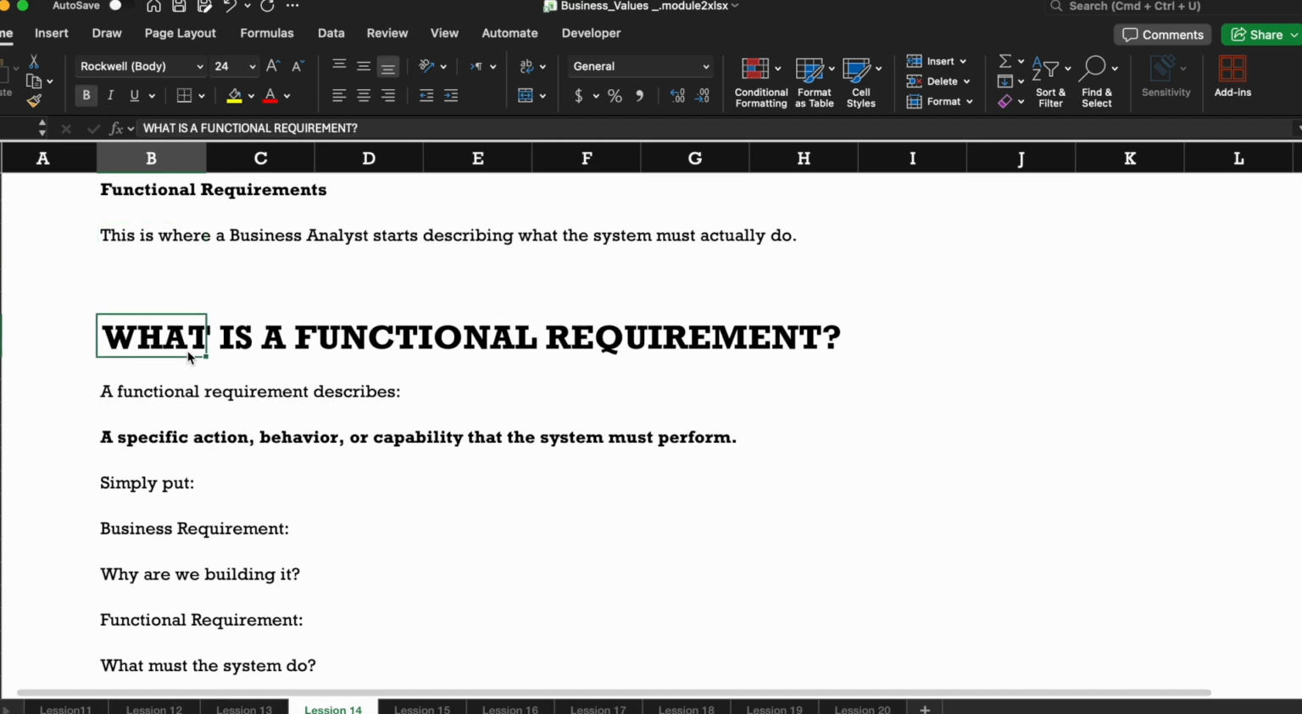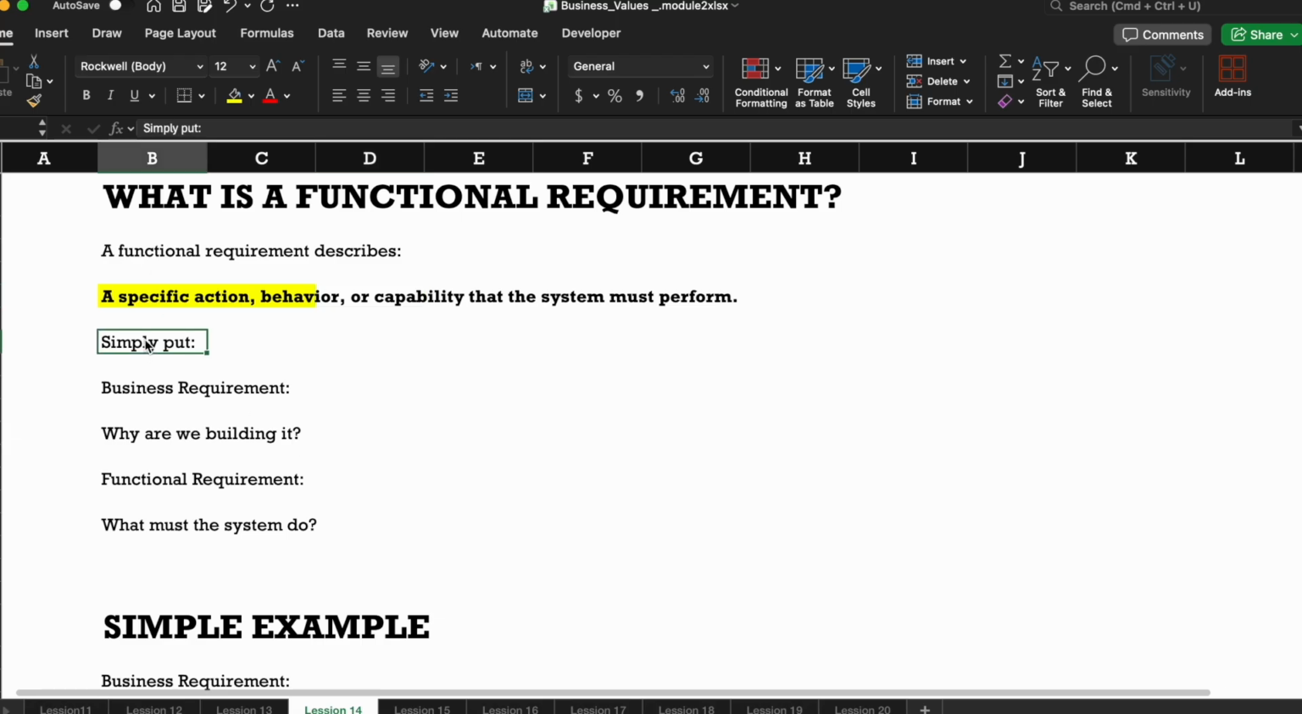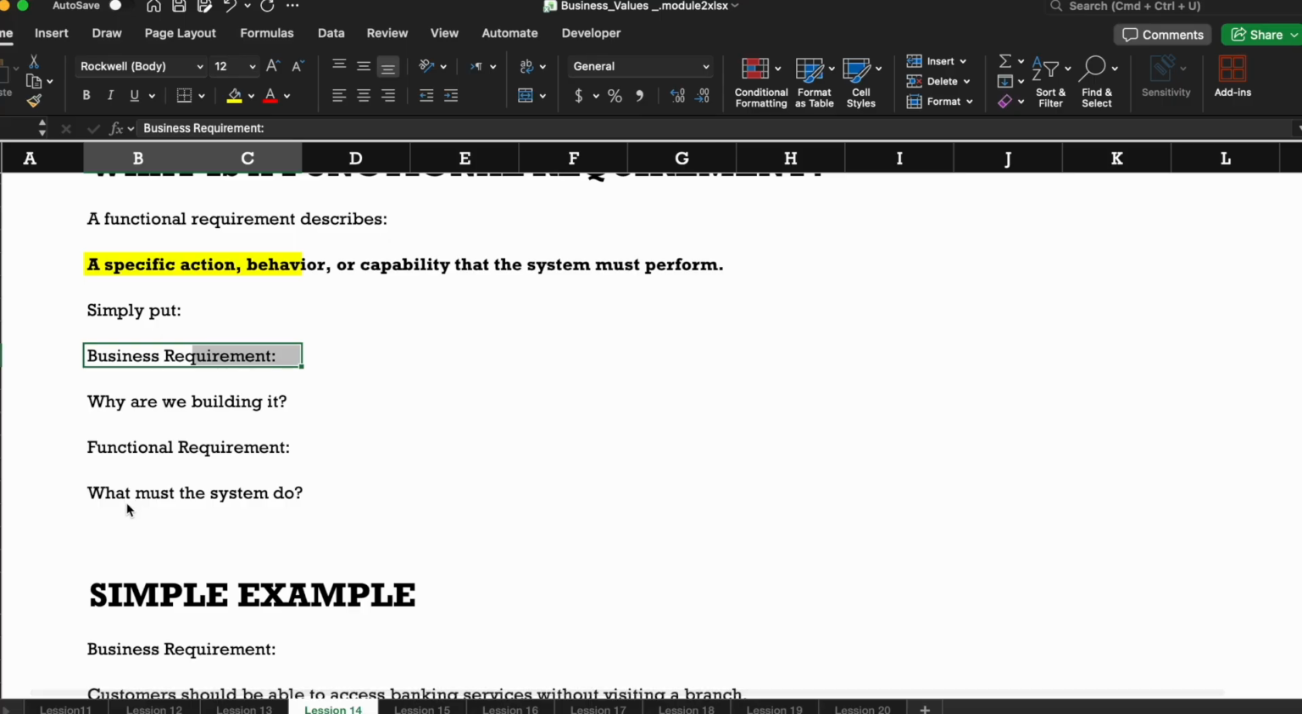So what is a functional requirement? A functional requirement describes a specific action, behavior or capability that the system must perform. So this is very important: what a feature should do is the functional requirement. Simply put, business requirement: why we are building it. Functional requirement: what must the system do? So here let me highlight, business requirement: why we are building, what's the purpose, what is the problem we are trying to solve. Functional requirement is what the system must do.